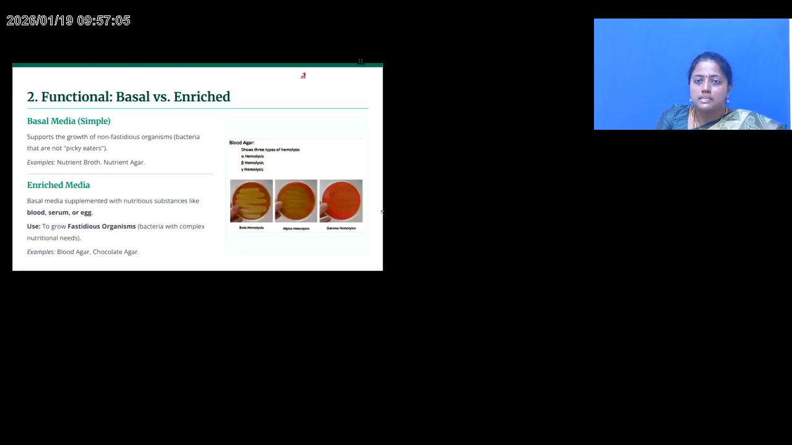The examples for basal media are nutrient broth and nutrient agar, and they support the growth of non-fastidious organisms because they contain basic simple nutrients. Examples for enriched media are blood agar, serum agar and chocolate agar. We can add enriched components like blood, serum or egg, which are used for the growth of fastidious organisms, bacteria with complex nutritional needs which only grow in this enriched media. Examples are blood agar and chocolate agar.